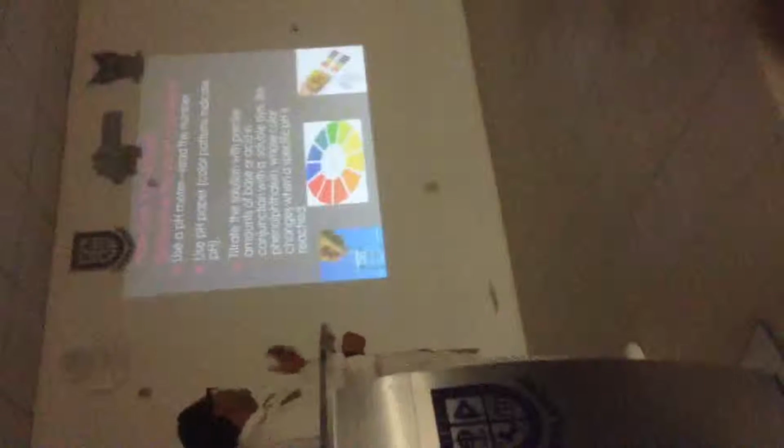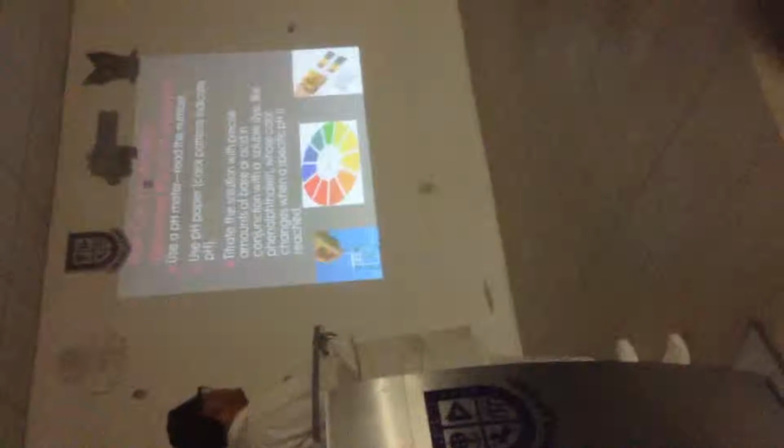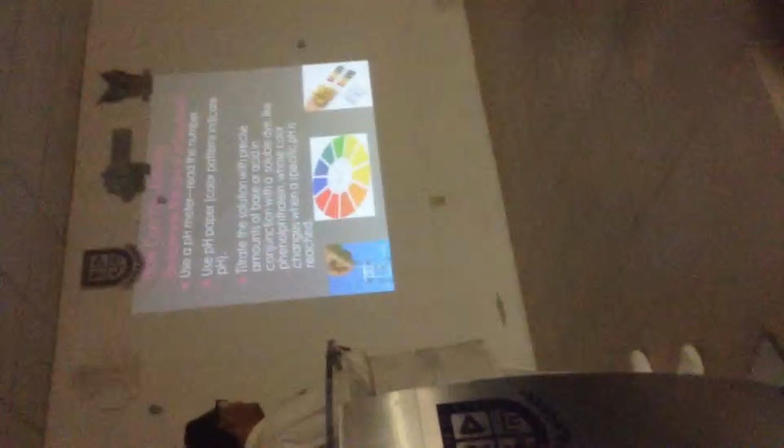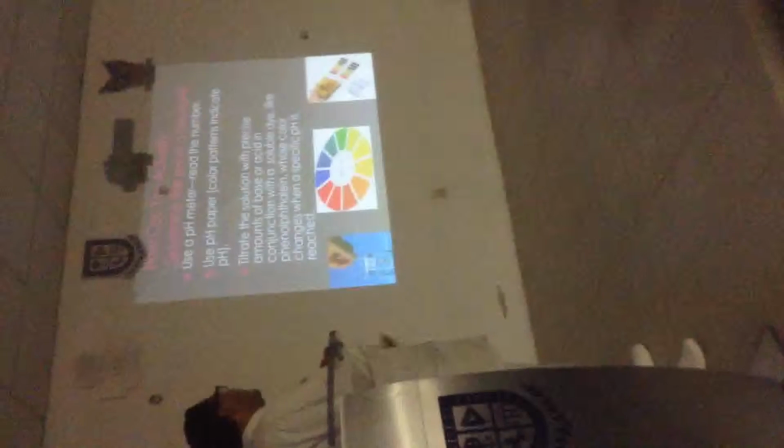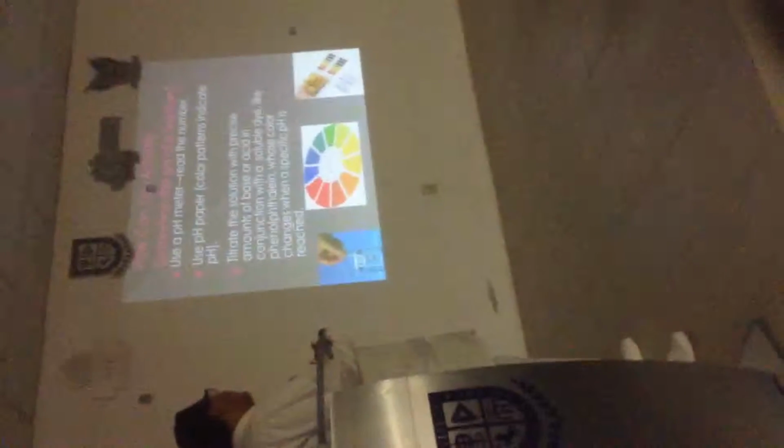Well, how can you actually determine the pH of a solution? What is the importance of the pH? Use a pH meter and read the number, or use pH paper, for example in this picture. Color patterns indicate the pH. Here is a solution with precise amounts of base and acid in conjunction with a dye like phenolphthalein, whose color changes when a specific pH is reached.